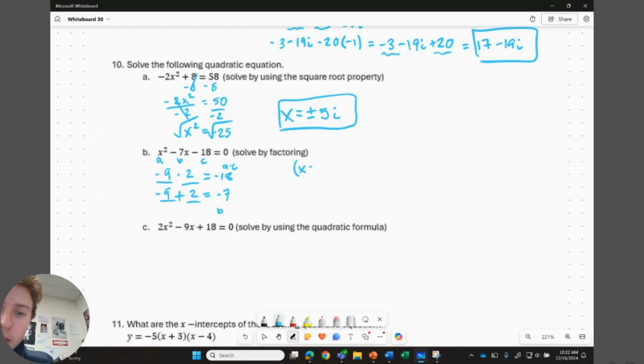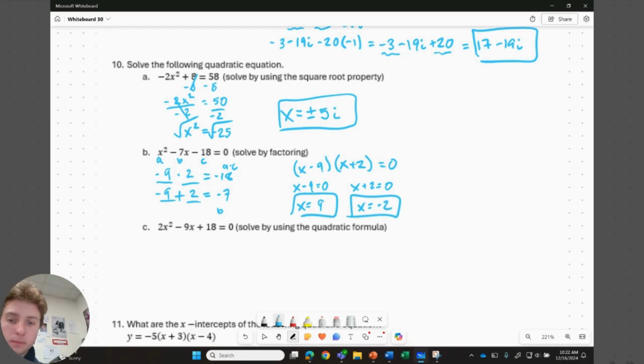Since your a value is just 1, we are allowed to take our shortcut, go straight to the factored form, where we have x minus 9 and x plus 2. You could separate those, set those both equal to 0, and solve. You'd get x equals 9 and x equals negative 2. That one is complete.